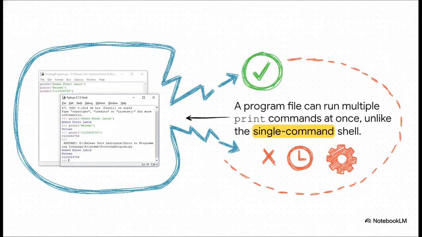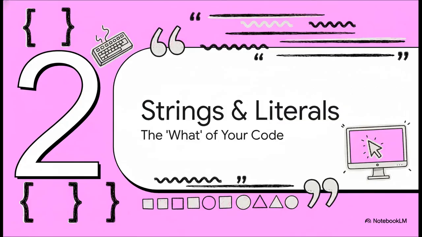Now, what you're seeing here shows a really key difference. Typing one command at a time in that shell is great for quick tests. But for a real program, we write our commands in a file, just like that one on the left. This lets us run all the commands together, all at once, with a single click. And we can run it over and over. That is a program.